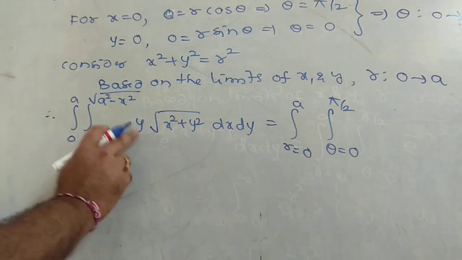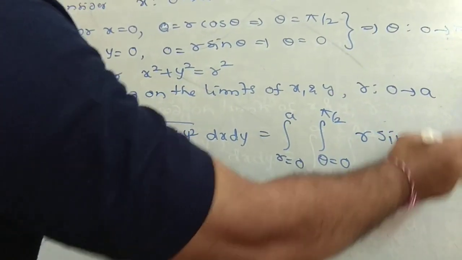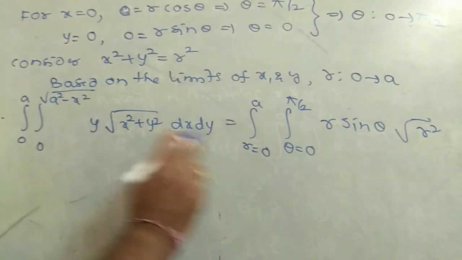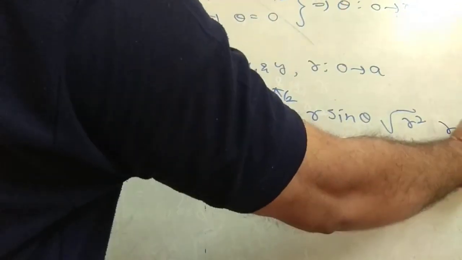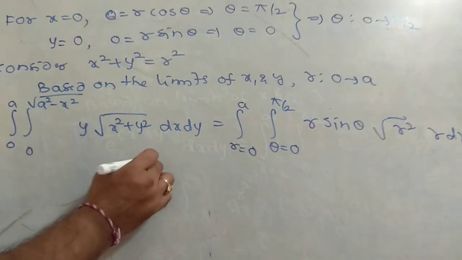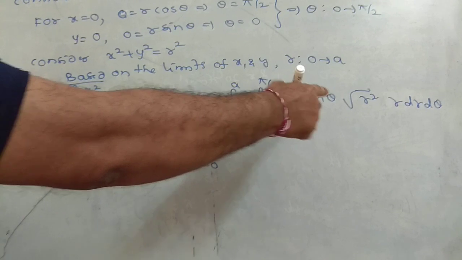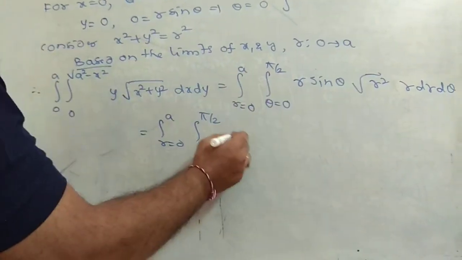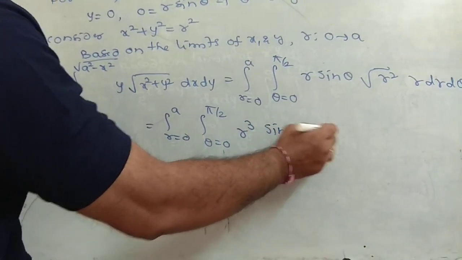Coming to y, y means it is r sin theta, and under root of x square plus y square is nothing but r square. What about dx dy? R dr d theta. First you do the simplification. So here r limits 0 to a, theta limits 0 to pi by 2. That root of r square is nothing but r. So totally r cube, and it is of only sin theta dr d theta.